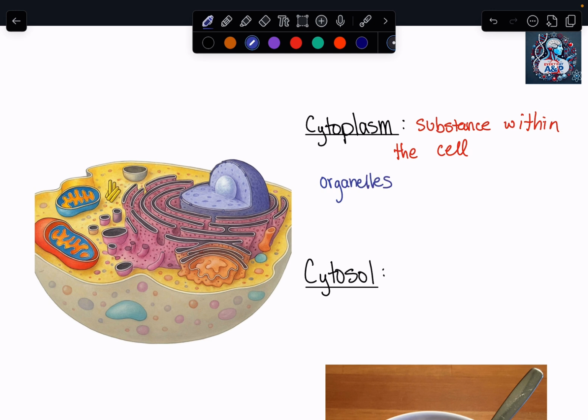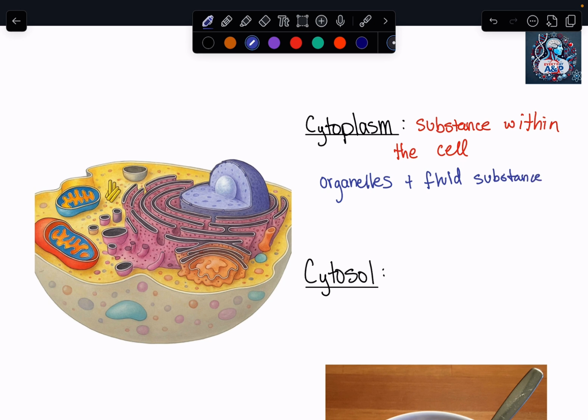So all the organelles that we can think of and we can see. So the nucleus, the endoplasmic reticulum, the Golgi apparatus, the mitochondria, the peroxisomes, the lysosomes, anything and everything that we have discussed thus far in the series of videos. So we have your organelles plus the fluid substance that we see within the cell. So the fluid substance.